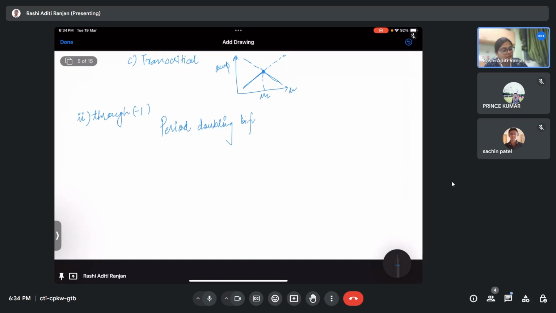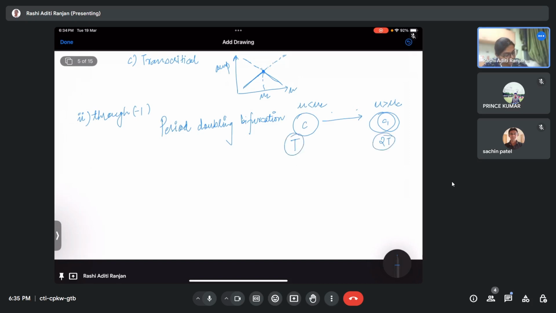Now, what is a period doubling bifurcation? In case of a period doubling bifurcation, what happens is that, as the name suggests, there is doubling of the period. Okay. So, initially there was this, let us say, orbit C. This is for mu less than mu C and for mu greater than mu C, what is going to happen is that there is something like this, C1. It is such that if this was having a period T, it has a period of 2T.